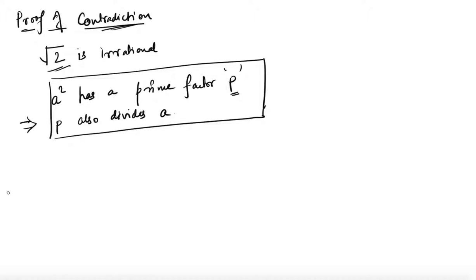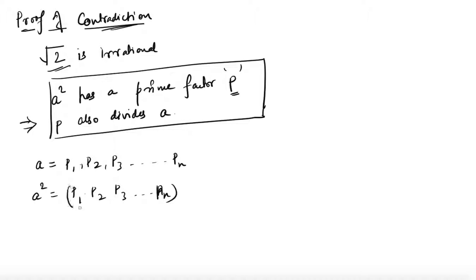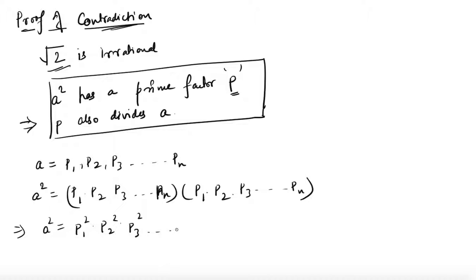Let us see how. Say for example, let us say that a has some prime factors p1, p2, p3, and so on up to pn. They may be same, may be different, but let us say that a has these prime factors. So a square can be written as p1 into p2 into p3 up to pn, multiplied by again p1 into p2 into p3 up to pn. This means a square is equal to p1 square into p2 square into p3 square, and so on up to pn square.